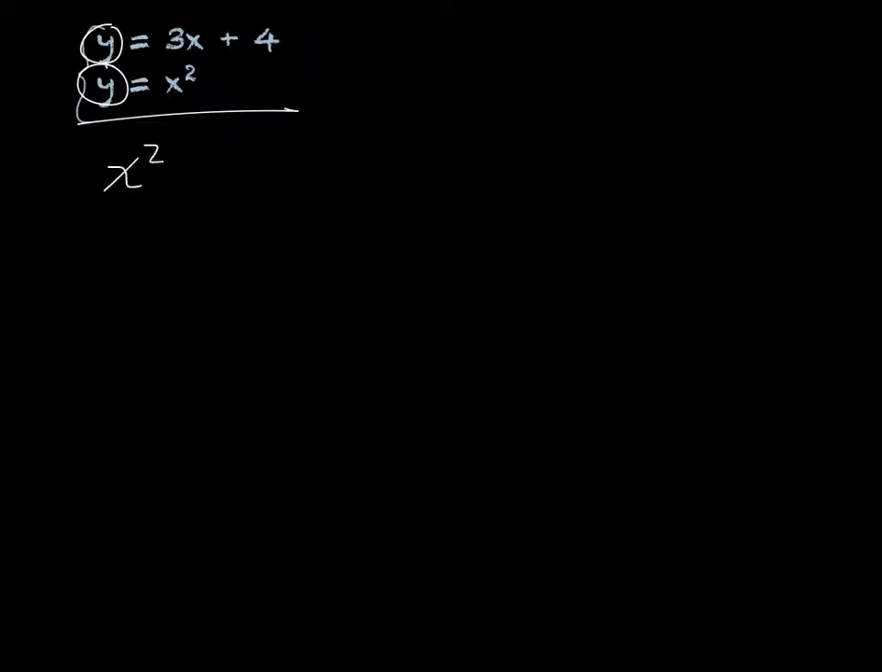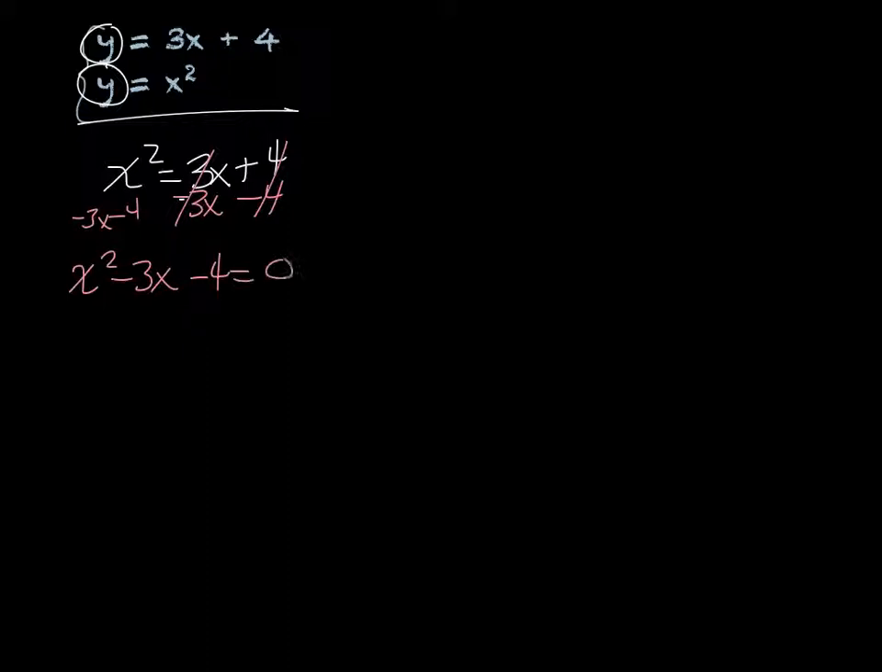So x squared equals 3x plus 4. Subtract everything over. Minus 3x minus 4. And I get x squared minus 3x minus 4 equals 0. Then I factor. When I factor, I get x and x. Multiply together to get negative 4. Add together to get negative 3.